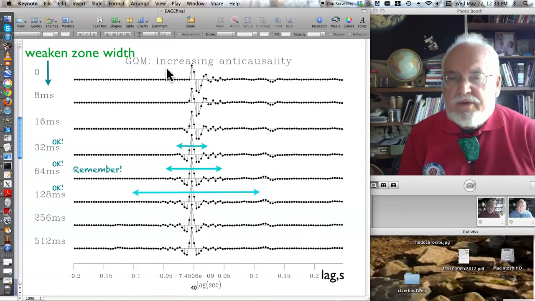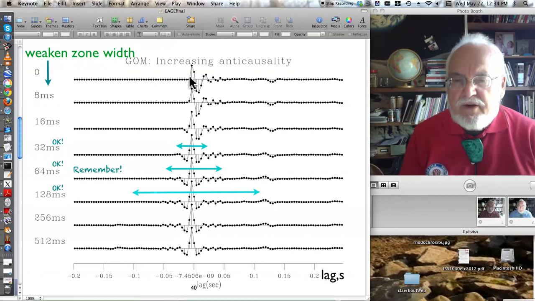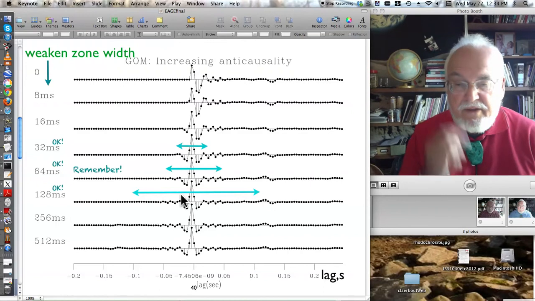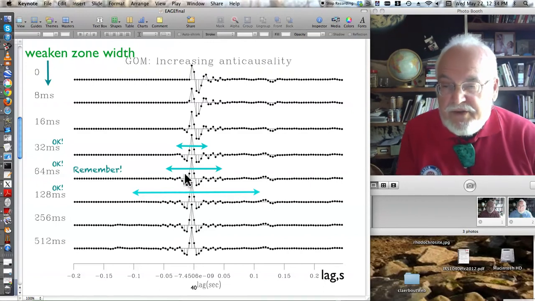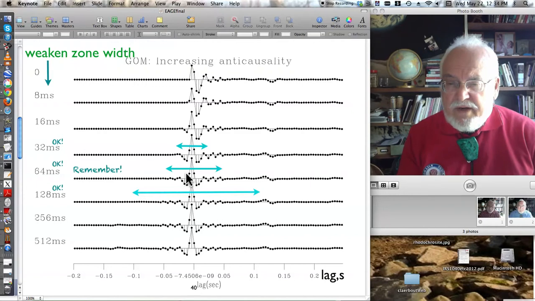Okay, we've already seen all of these plots. We scanned through all these functions. You started with causality and added increasing amounts of non-causality, and finally we got to what I call the best answer at 60 mils. So how did I get this best answer?